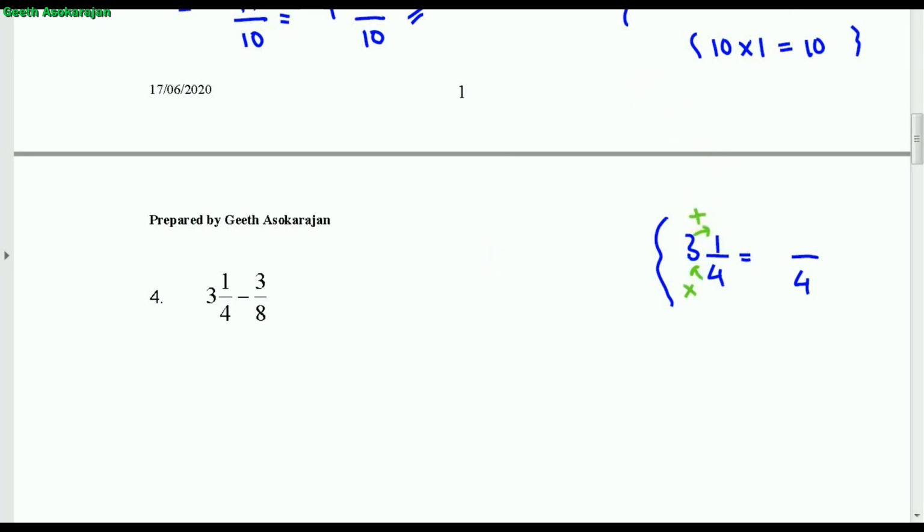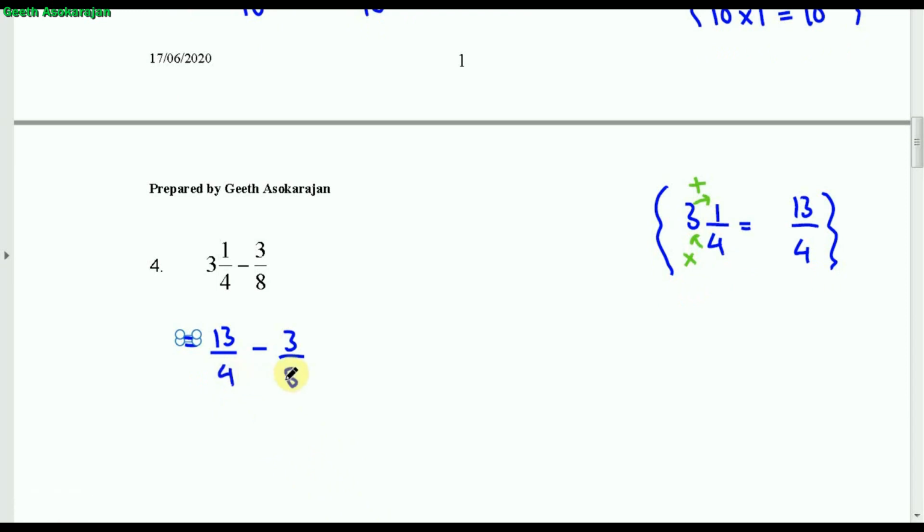So if I revert to my favourite colour blue, 4 times 3 is 12. 12 plus 1, 13. So 3 1/4 is the same as 13 over 4 minus the 3 over 8 in this case. So as you can see, the denominators are not the same. So let's work out the LCM of 4 and 8 in the corner.